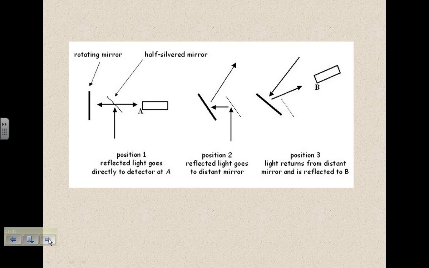Here's just another depiction of it. In position 1, our reflected light goes directly to the detector at A. Here's our rotating mirror. The reflected light goes to the distant mirror, and here we have the reflected light going to B.